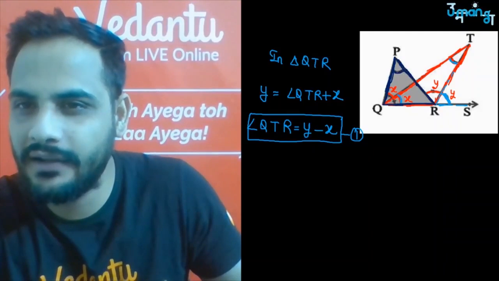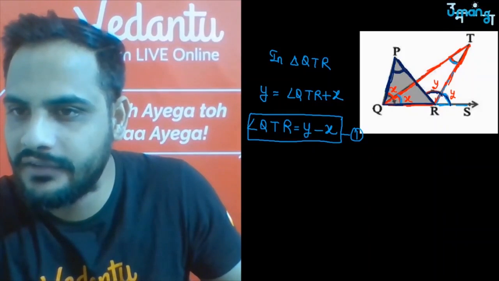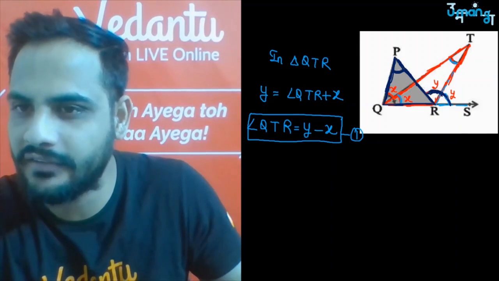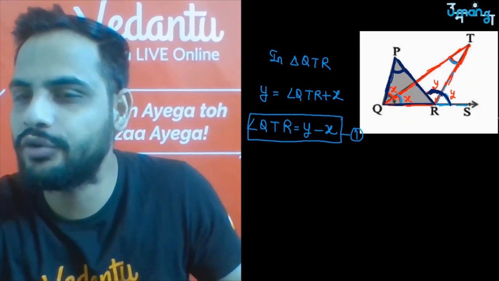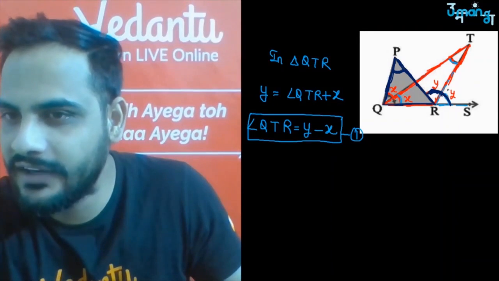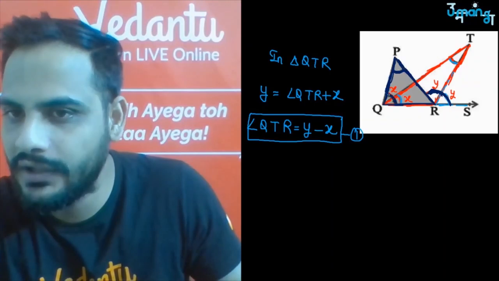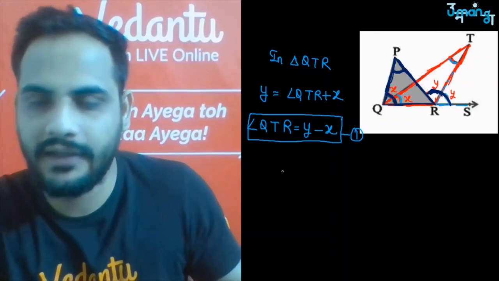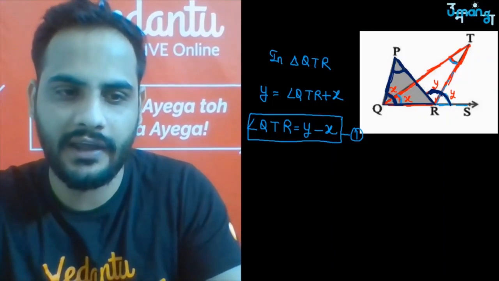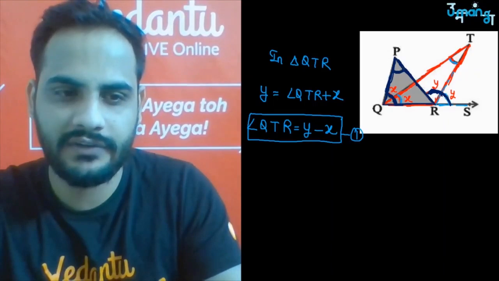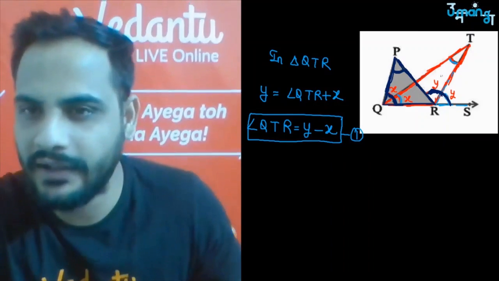Now in this triangle, the exterior angle is this complete exterior angle. This is the complete exterior angle. So exterior angle is 2y. The exterior angle will be equal to the sum of the other two interior opposite angles. So which triangle are we using now? We are using the triangle PQR.